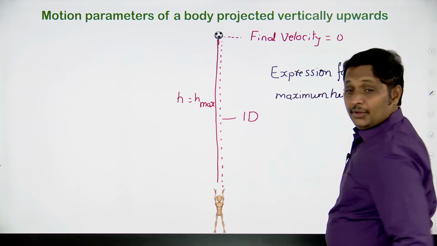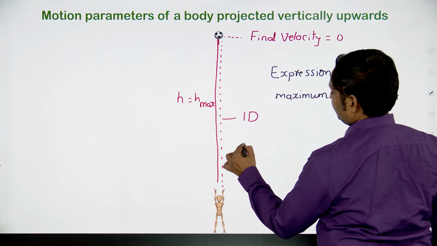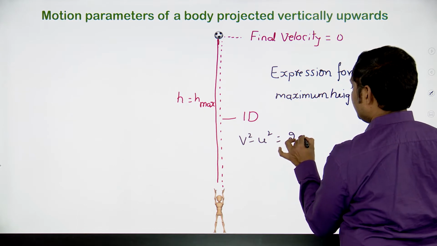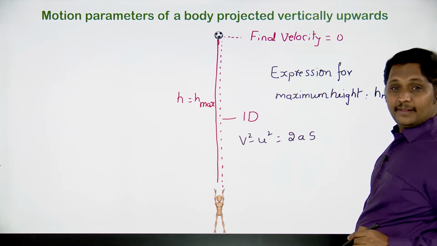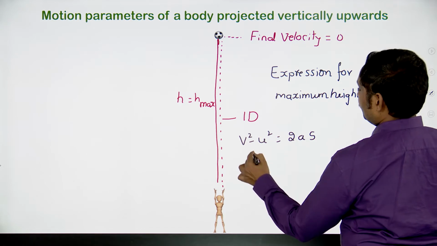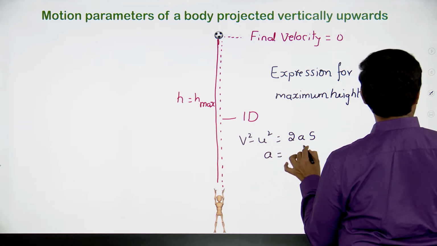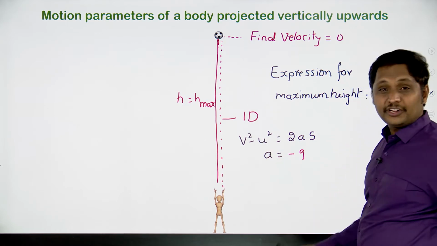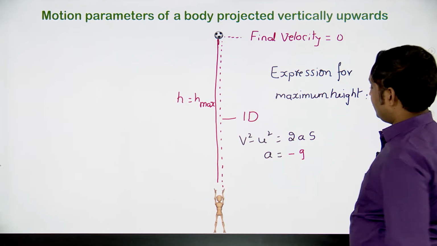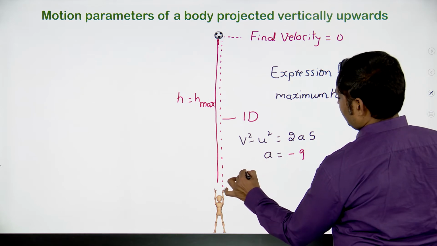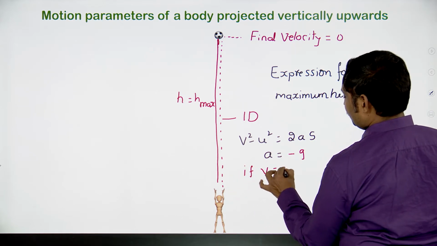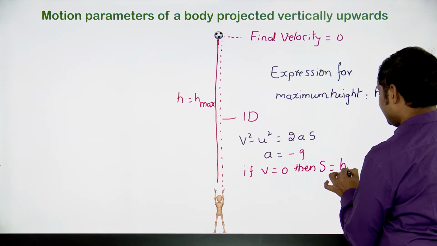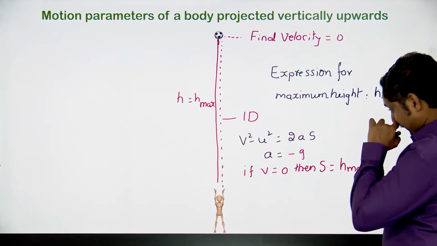Okay. We know the equations of motion, that is v square minus u square is equal to 2a(s). This is very clear. If v is equal to 0, you have to take a is equal to minus g, which is projected in the upward direction. Then we can take s is equal to h maximum.